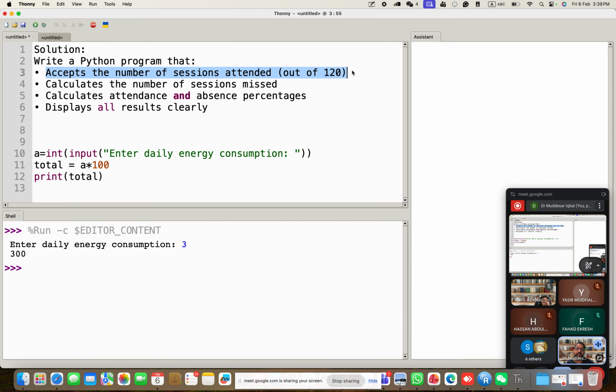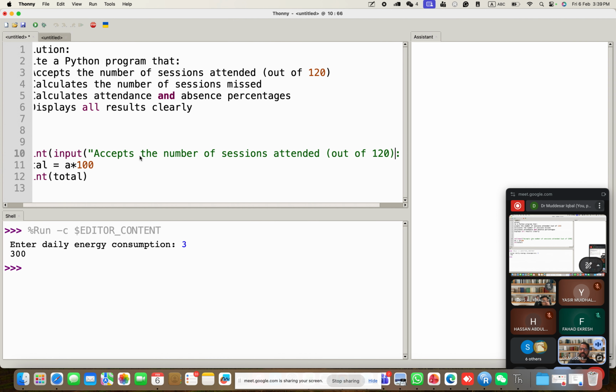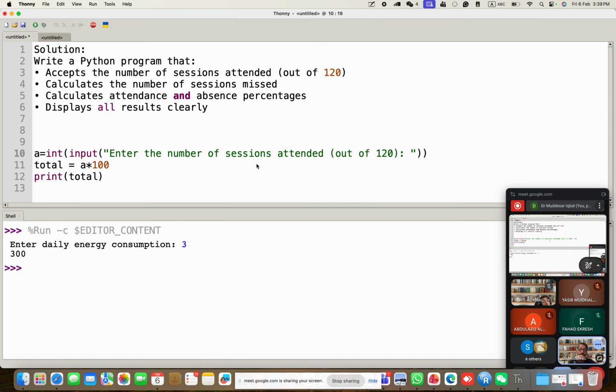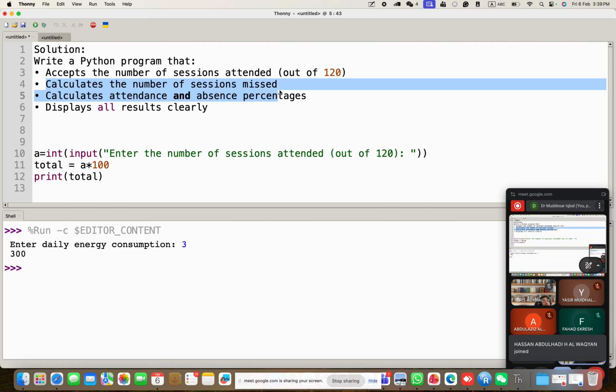I'll tell the user simply like this: copy, paste with a message, and I'll say enter, instead of accept. So I'm saying enter the number of sessions attended out of 100. That's it, and then I'm done with that part. Then the next part is calculate the number of sessions missed. Now that's gonna be again for us.